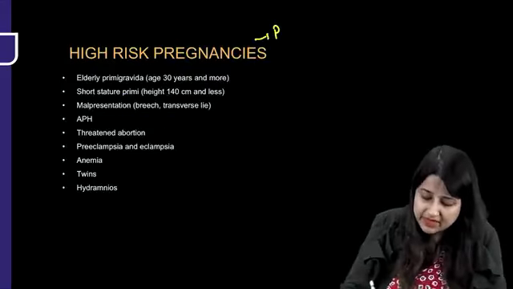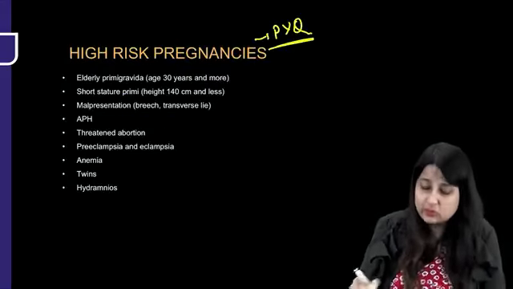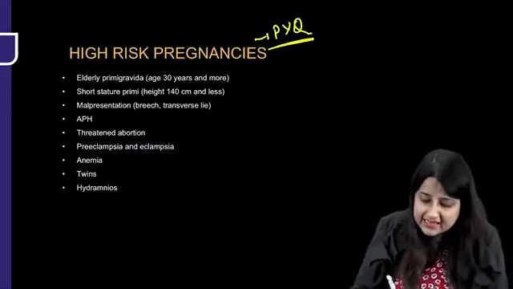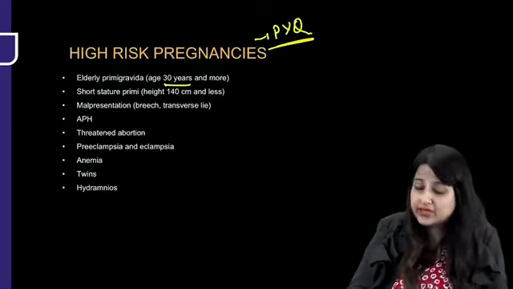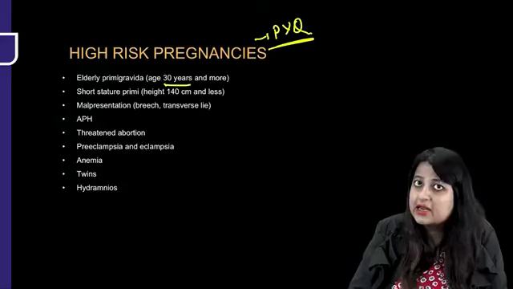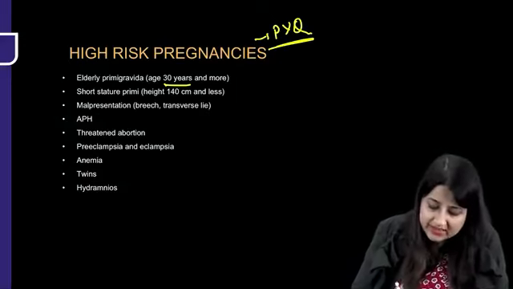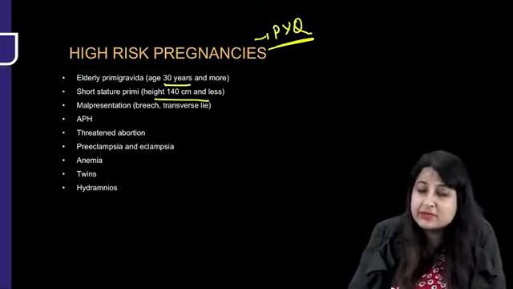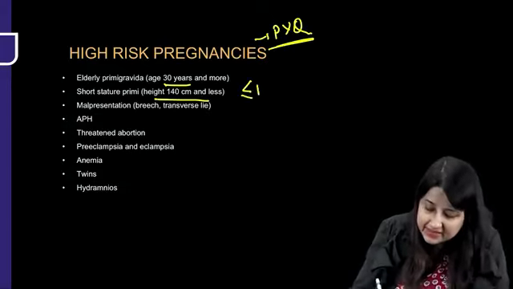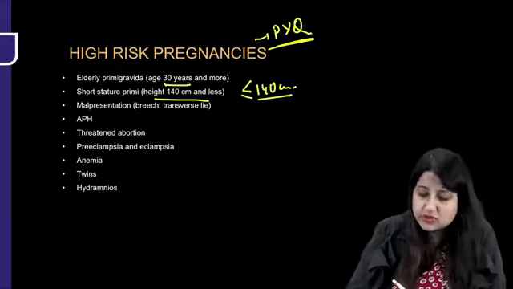Then this is also a PYQ. What are the high risk pregnancies? Please just note this. Elderly primary, age 30 and above. She is a high risk pregnancy. More than 30 years, no child yet. Short stature, height 140 centimeter and less. These are all present as options in MCQs.